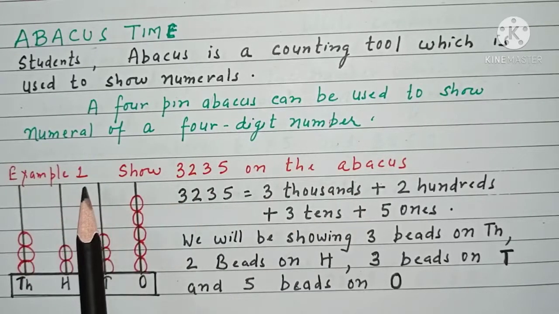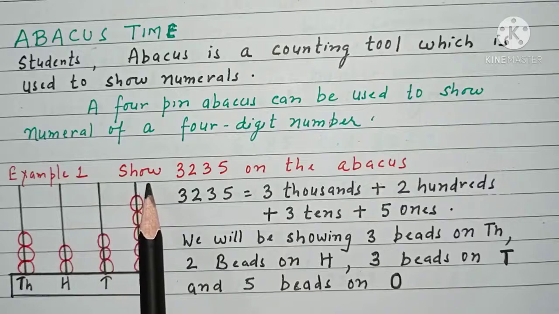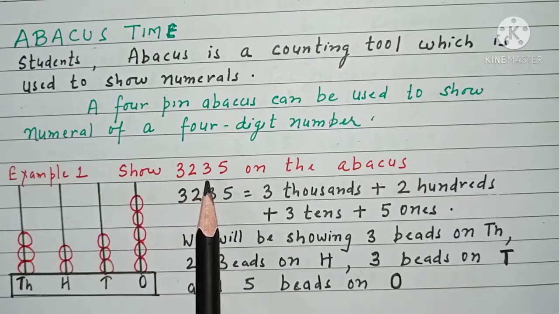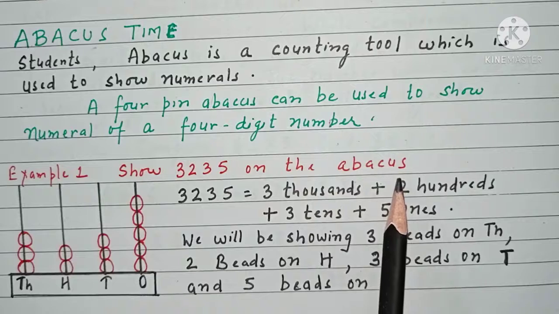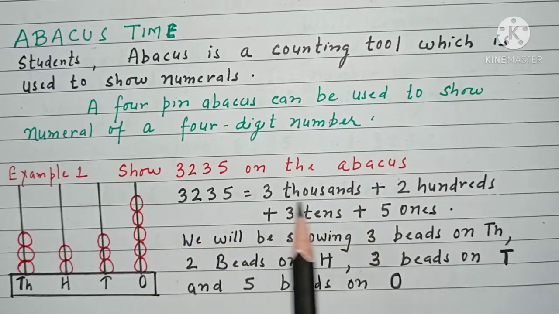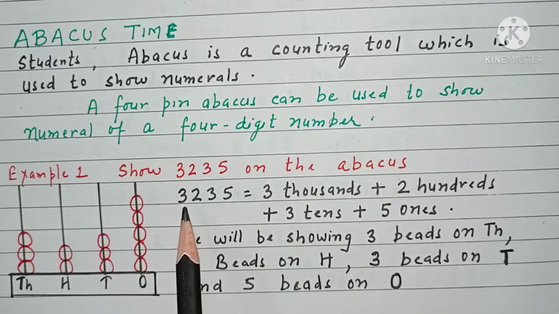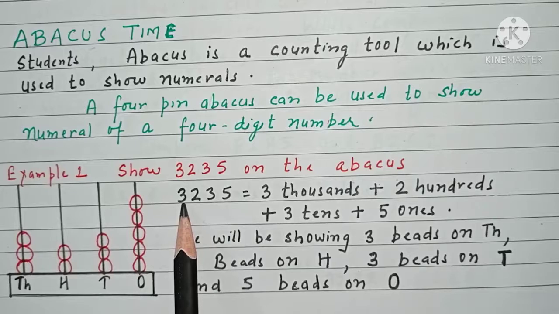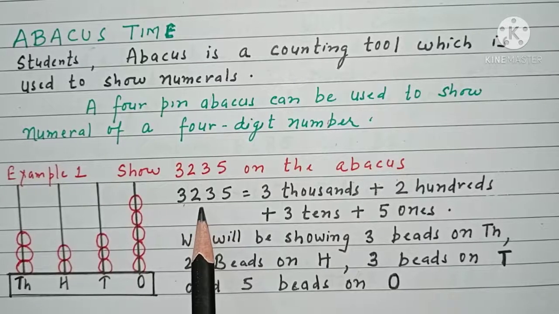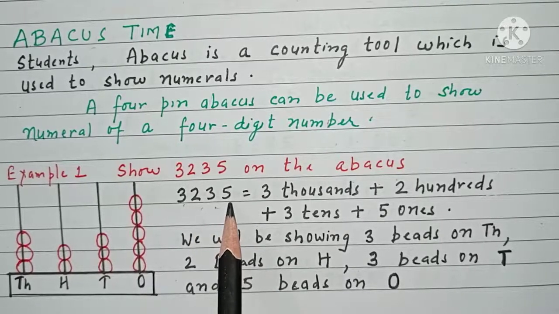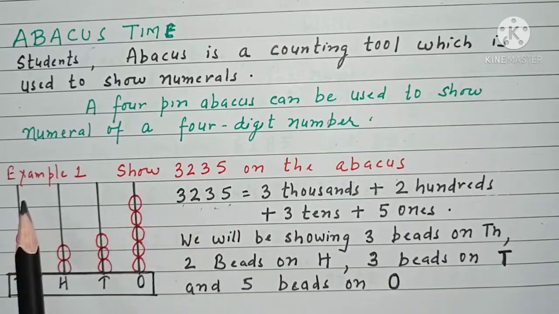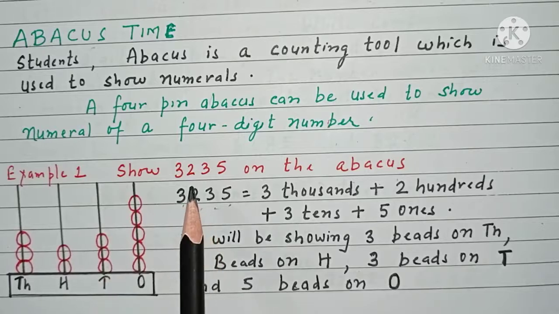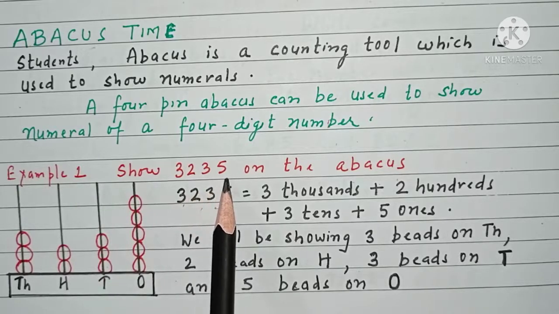For example, we have to show 3235 on the abacus. First of all, we will write the place value of the numbers. Now we know that in 3235 there are 3 thousands, 2 hundreds, 3 tens and 5 ones. So an abacus is a counting tool which has 4 pins as we have to depict a 4-digit number.